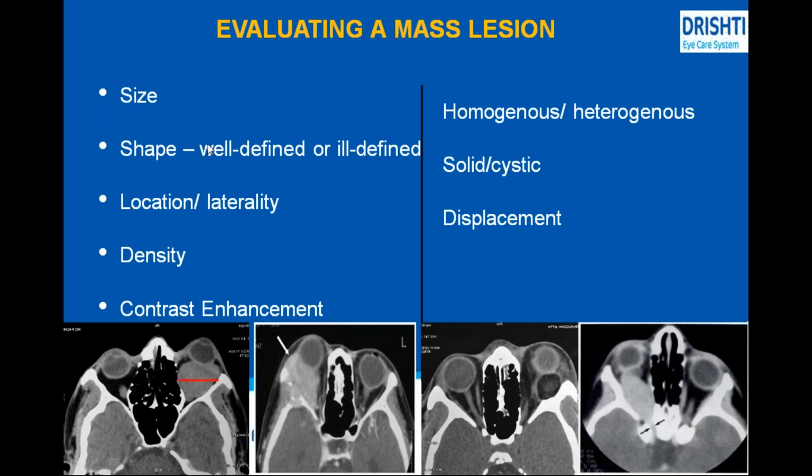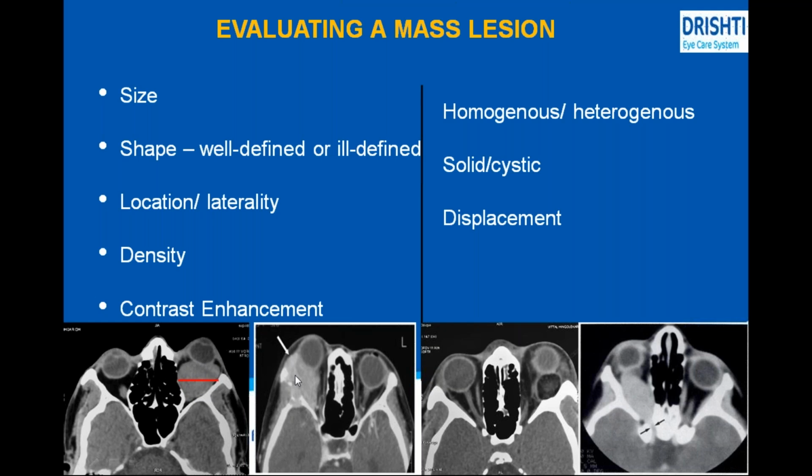Again, the shape, is it well defined or ill defined? What's the difference between well defined and ill defined? Well defined means if you see the total edges, the edges are well visible. So this is a well defined mass. You are able to see the full extension of the mass.